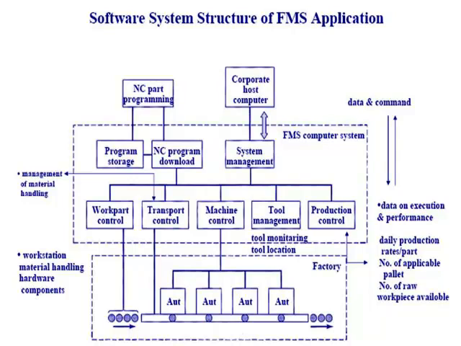Software system structure of FMS application. You can just go through this slide. It contains a numerical control machine. It downloads a particular program to a particular machine and also sends a signal to the transport controller, which sends a signal to the particular AGV or conveying machine to move the part from the given location to that particular machine.